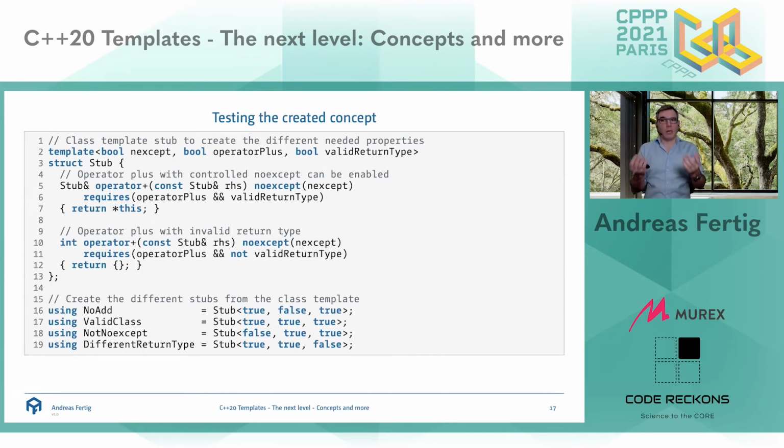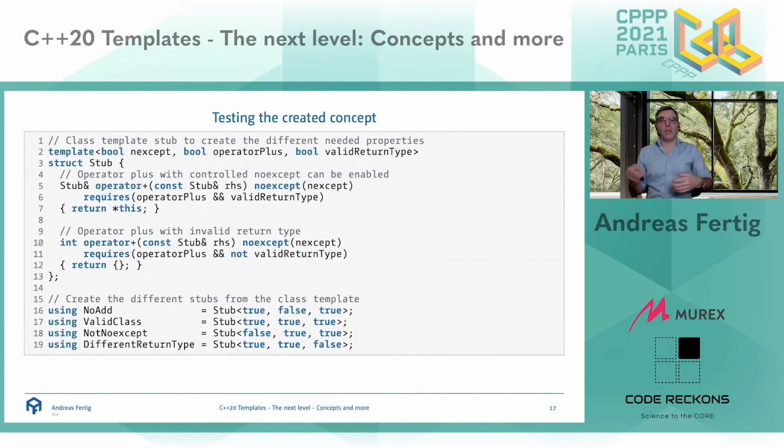It's a template taking 3 non-type template parameters, one for noexcept, the other one for operator plus, and the last one for valid return type. And then inside, all that thing does is either it does or doesn't provide an operator plus, which either is or isn't noexcept, which either returns the correct type or it doesn't. All that configured with non-type template parameters. And of course, the trailing requires clause here in line number 11 and 6.